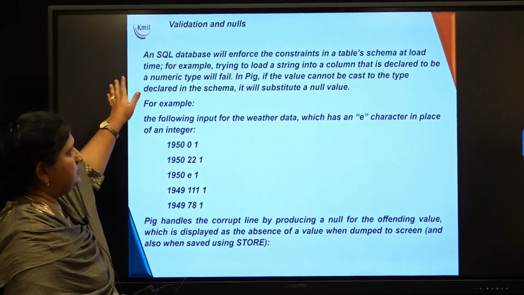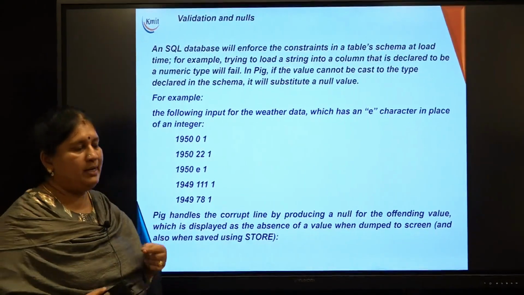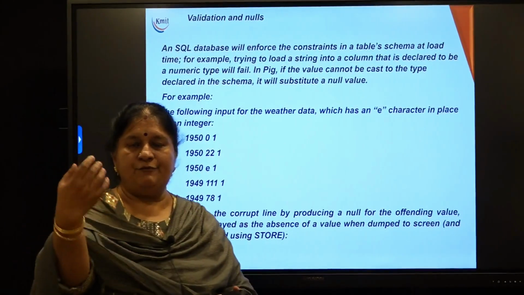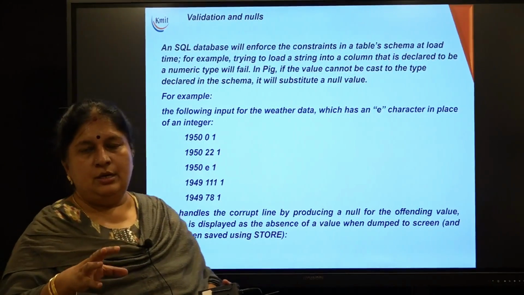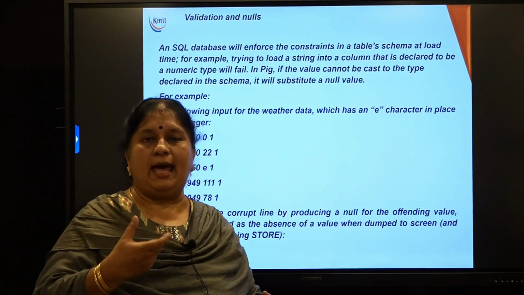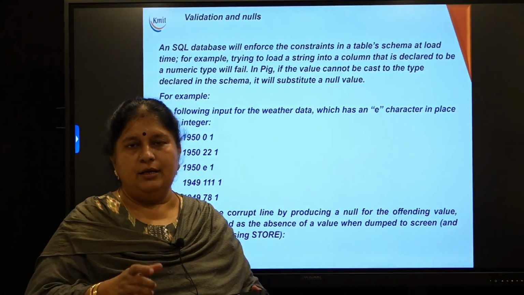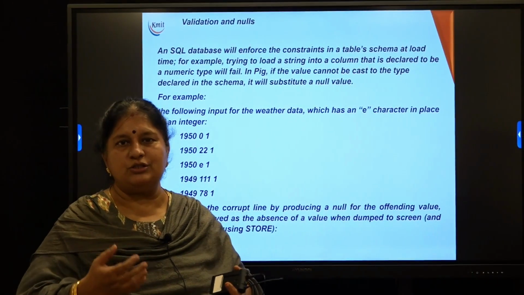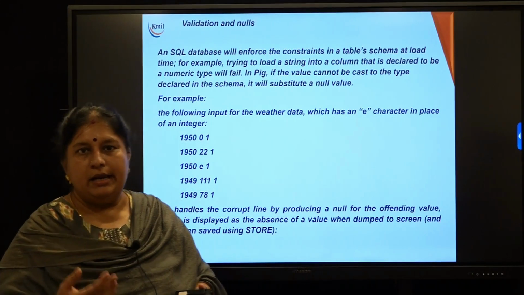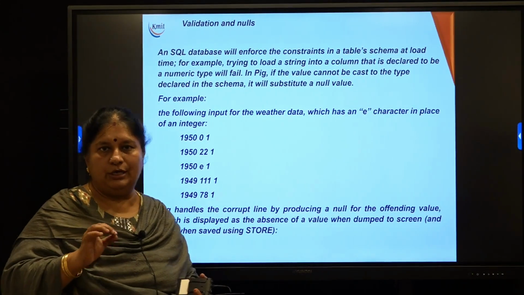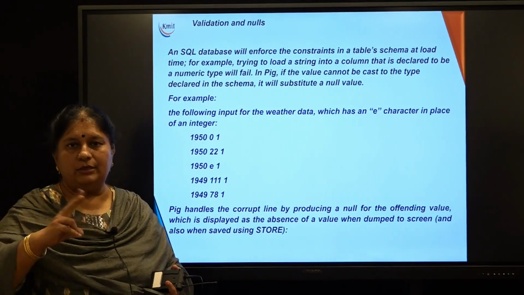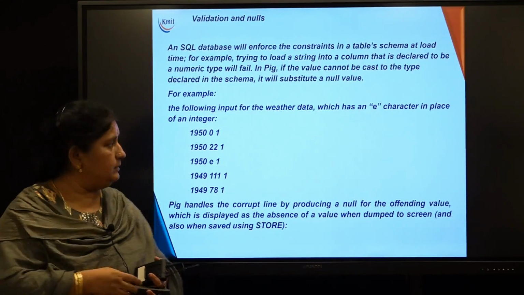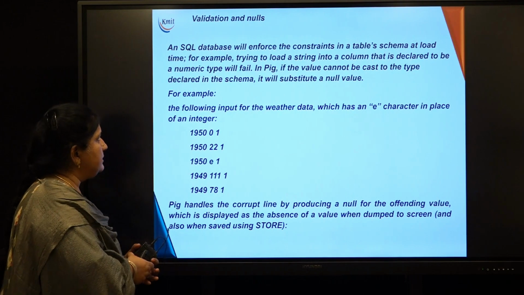Whenever we are working with an SQL database, it enforces strict constraints on the data. Say, for example, if you are trying to store character information, varchar, into an integer, it will not allow you; it throws an error, a data type mismatch. Now what happens if you put in data with a data type mismatch in PIG? How does it deal with that? Just try to see the concept.